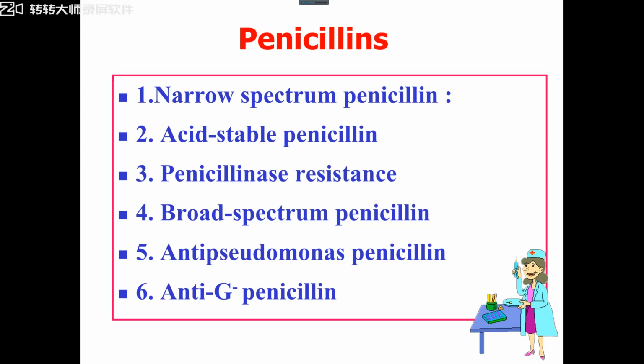The major adverse action of penicillin G is allergic reactions. We know about allergic reactions, so first ask the history, second do the skin test, and third prepare the drug adrenaline to save the life. This is the narrow spectrum penicillin G. But penicillin G can't be given orally, so we add a new group. The second kind is semi-synthetic penicillin, such as acid-stable penicillin.